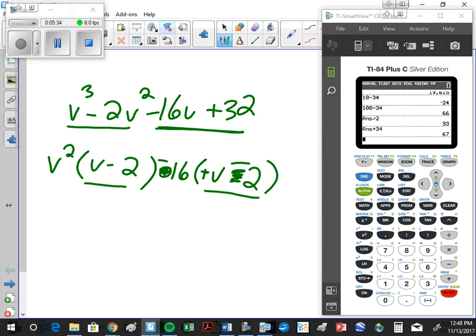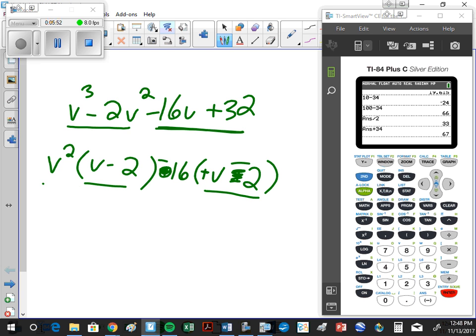Now, most of the time, if you had a quadrinomial, this will not work. In fact, almost every time it won't work. But if you see one in the book and it says factor, then it will either work or you'll know a different method here in a little bit on how to solve them.